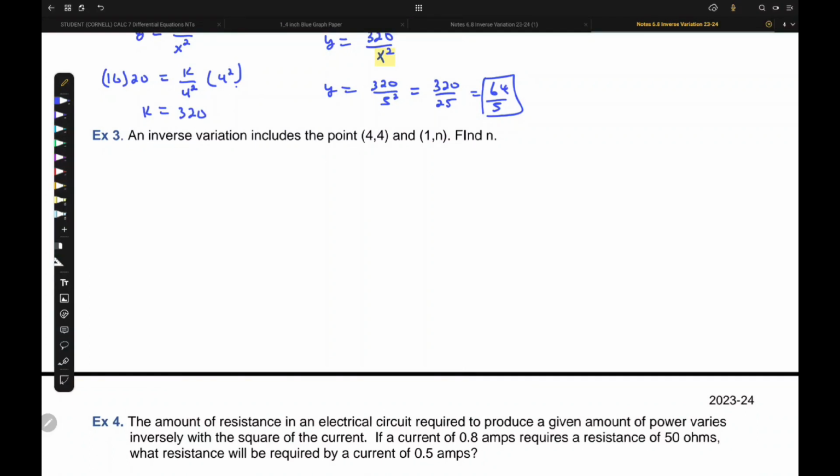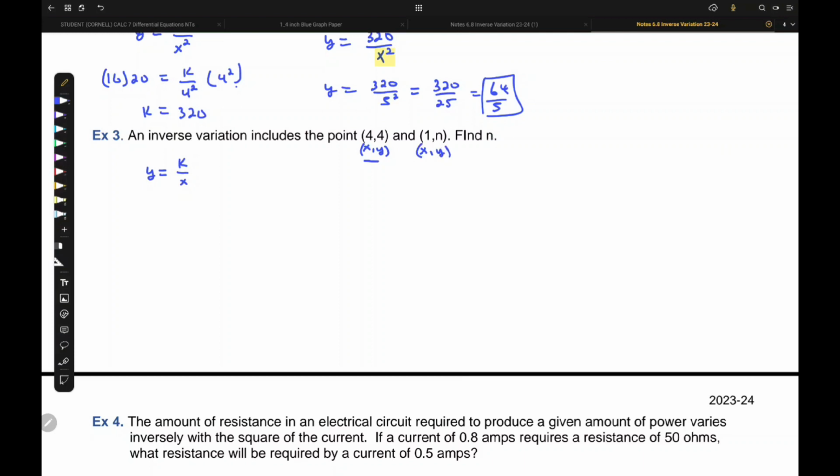Example 3 is kind of a fun one, and I think it always helps if we label the x and y coordinate points first. It says it's an inverse variation that includes the points. Well, here's our formula. It's inverse variation, y equals k over x. It includes the point 4, 4. So that's an x, that's a y. And the point 1, comma, n. So this is my x, and that is my y. And it says find n.